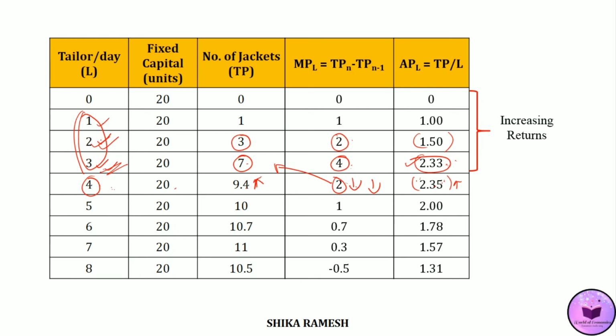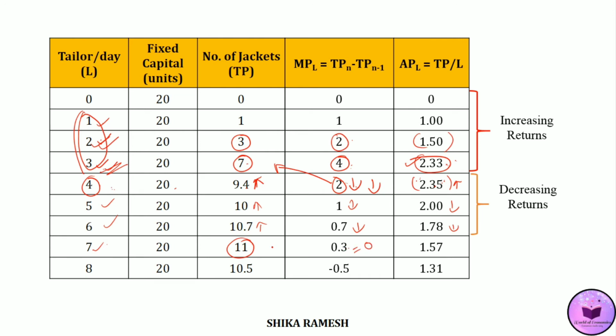Now again, the employment of the fifth and the sixth tailor leads to the total output increasing, but at a decreasing rate. Here we can see that the marginal productivity as well as the average productivity is declining. The employment of the seventh tailor leads to the production of the maximum number of jackets, that is 11 jackets, while the marginal productivity is close to 0.